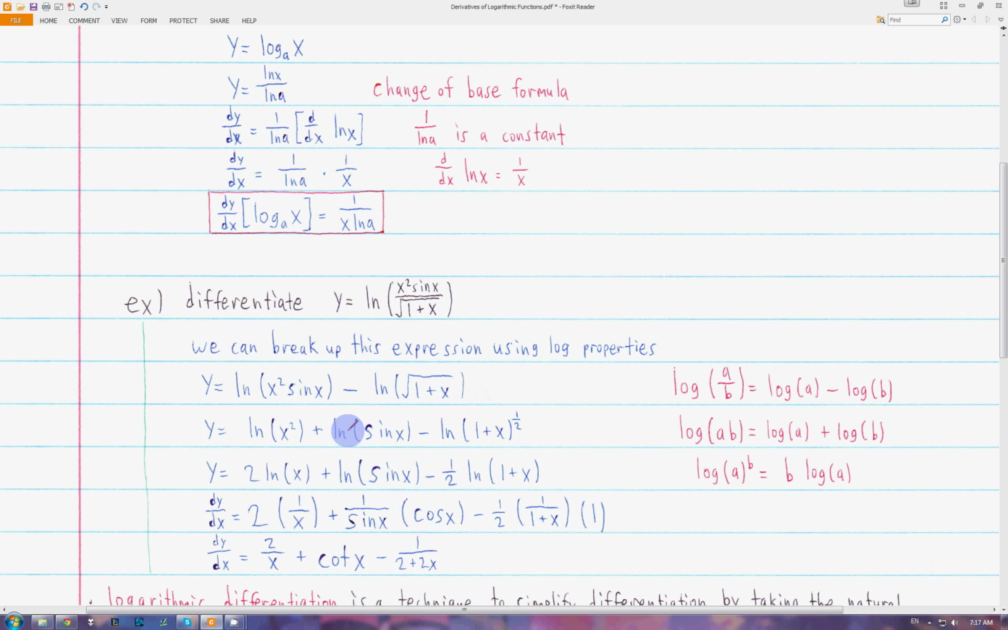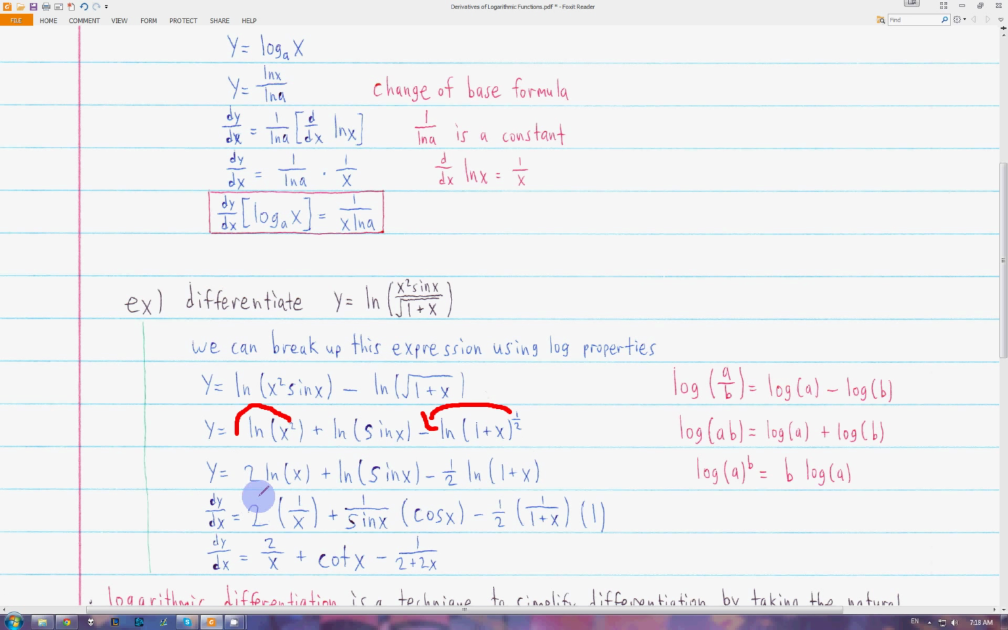And then we can further simplify it by moving all these exponents down, because if you have an exponent on your log, you can move it down to a coefficient. So we move the 2 down here, which becomes 2 ln of x. And then notice I changed this square root of 1 plus x into 1 plus x to the 1/2 power. So now we can move the 1/2 down to the coefficient. And so this is as far as we can simplify it. So now we can go ahead and differentiate.